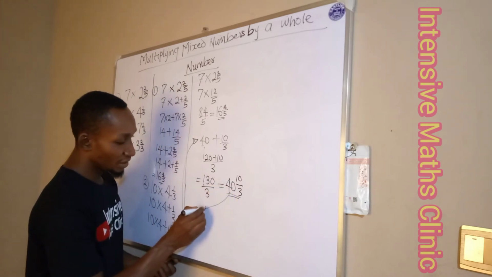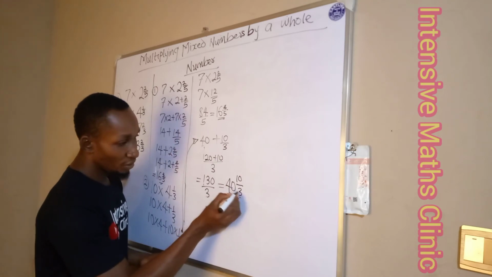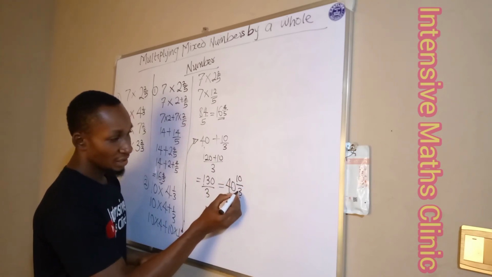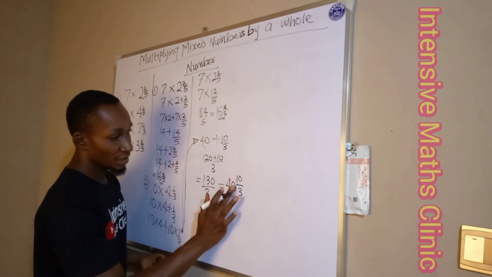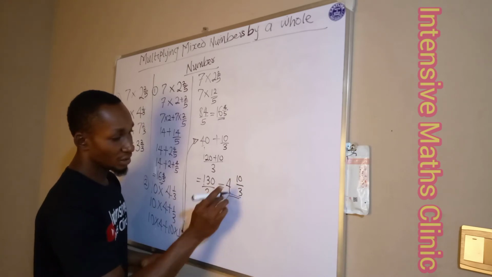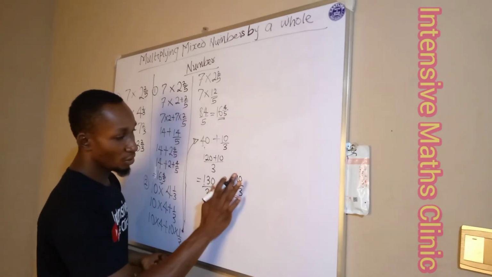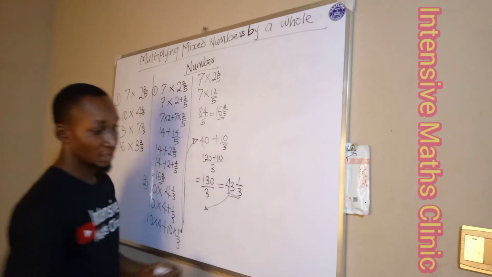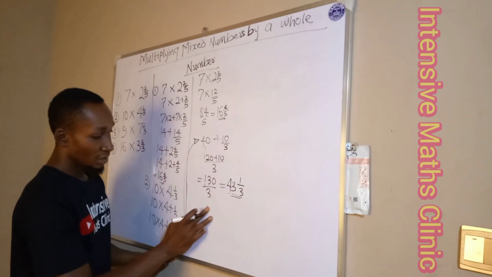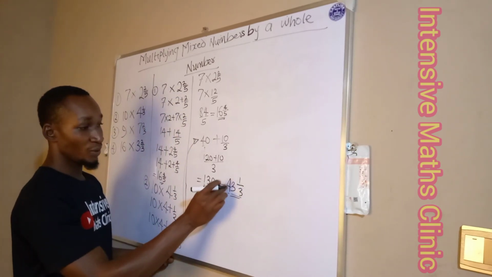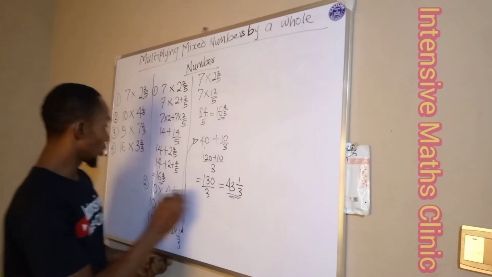Alternatively, this can be written in this form. 3 can go in 10 three times, which means 40 plus 3 is 43. 43 whole number 1 over 3 is the right solution to this, because when we multiply 43 by 3, we have 129, plus 1 is 130. So this is the solution to this problem.